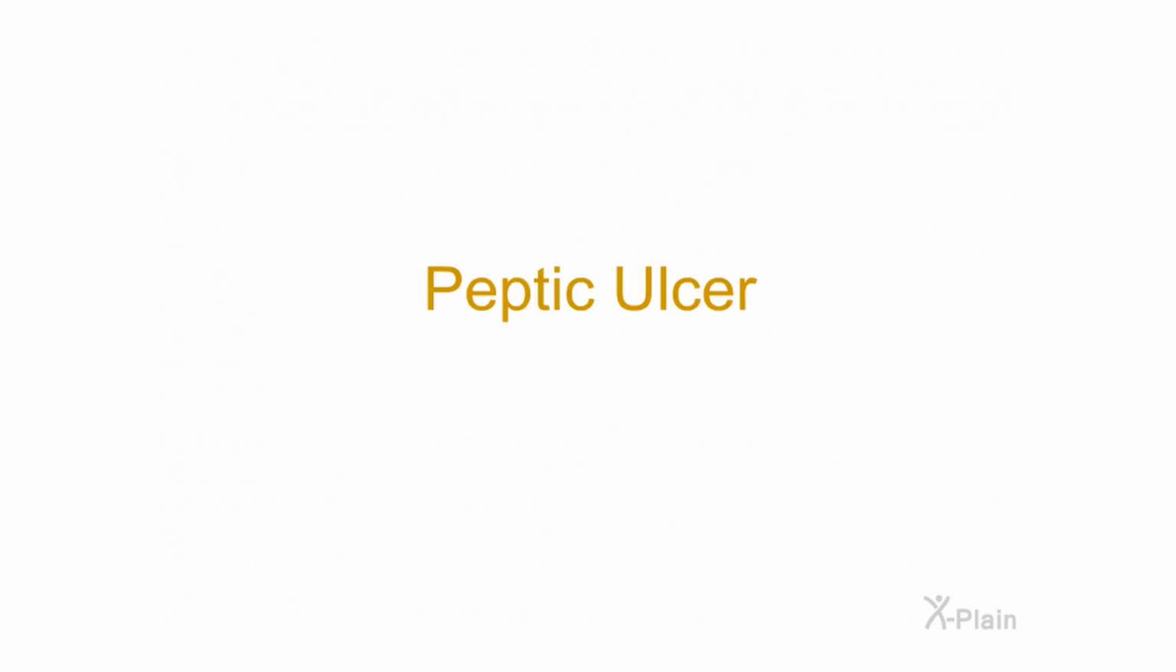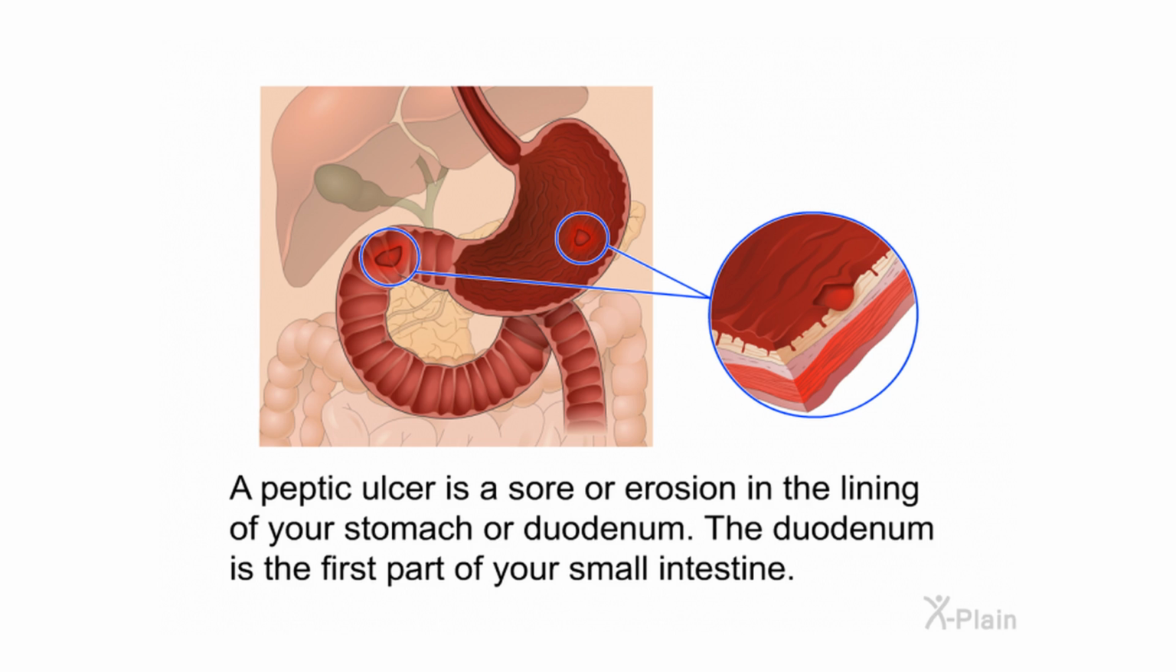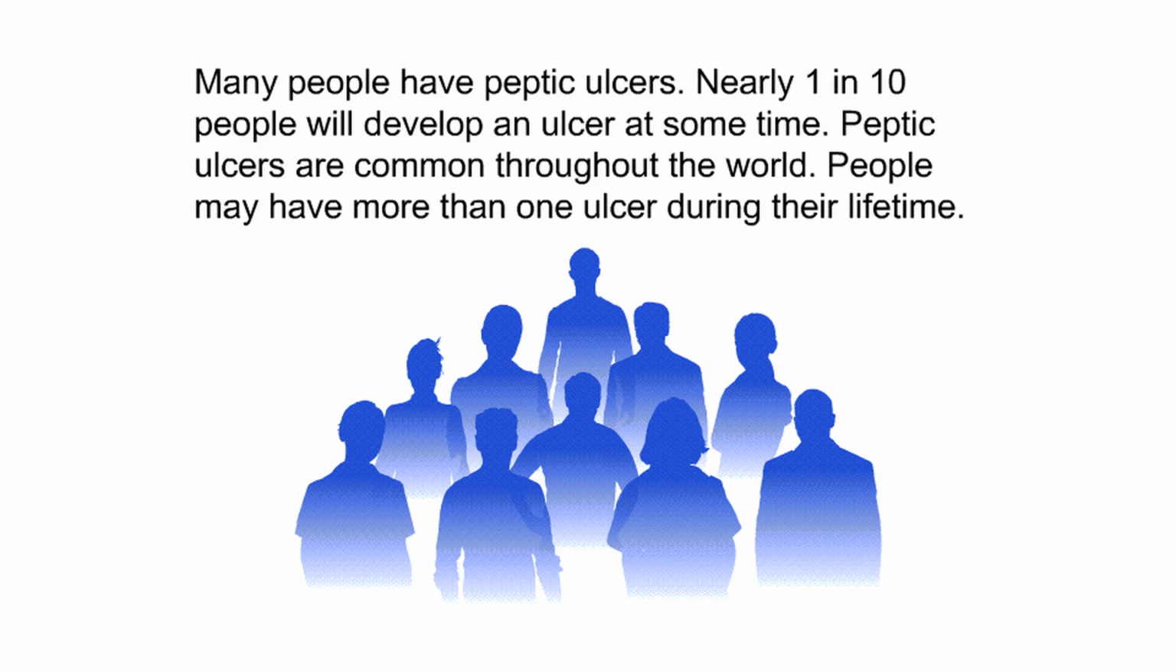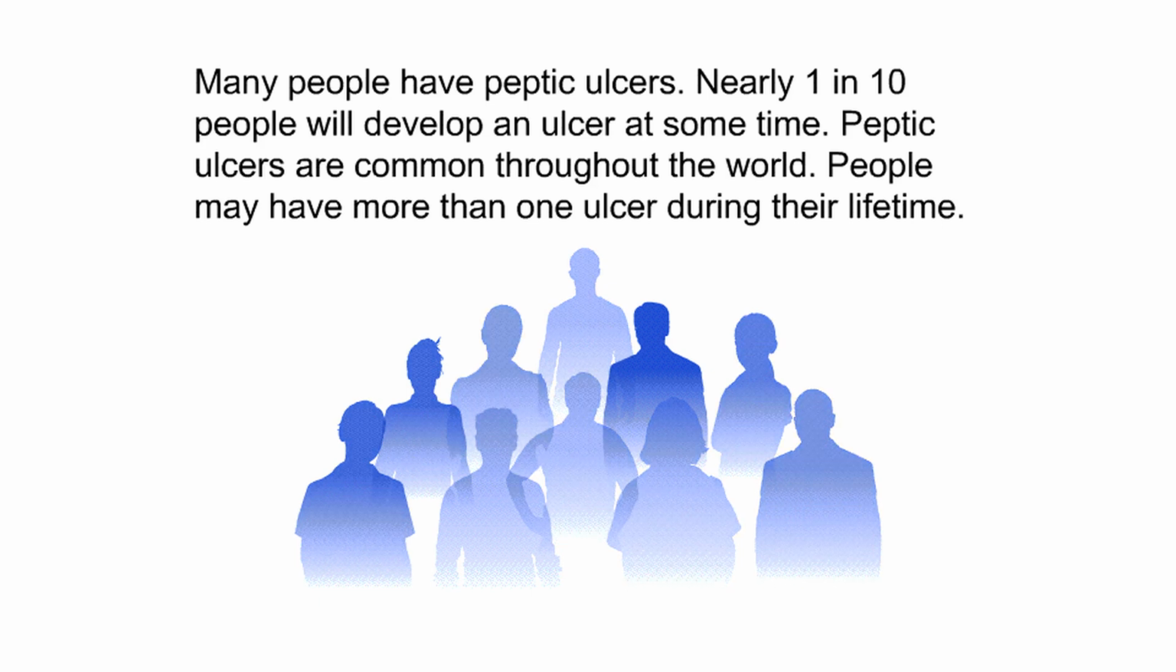Peptic ulcer. A peptic ulcer is a sore or erosion in the lining of your stomach or duodenum. The duodenum is the first part of your small intestine. Many people have peptic ulcers. Nearly 1 in 10 people will develop an ulcer at some time. Peptic ulcers are common throughout the world. People may have more than one ulcer during their lifetime.